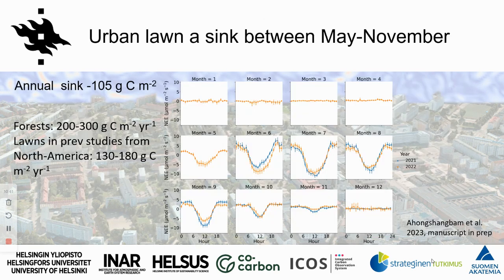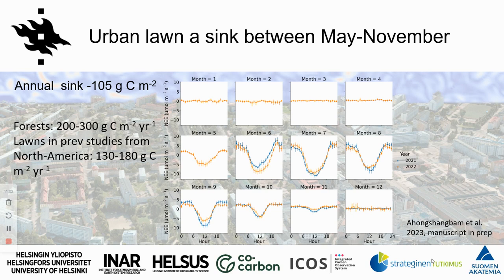So how does then the lawn CO2 flux look like? Here you can see a monthly diurnal variability, and you can see how in between May and November we can see a CO2 sink, so the lawn is uptaking CO2. On other months we see almost nothing, and that's also the time where there was snow present.